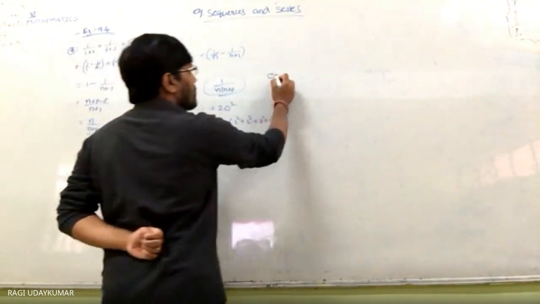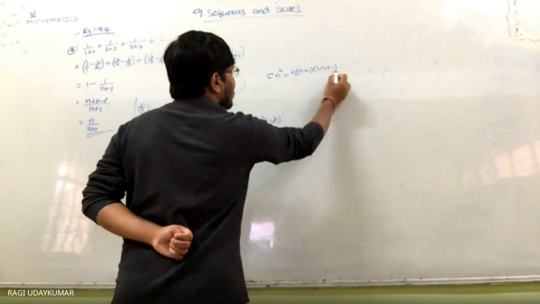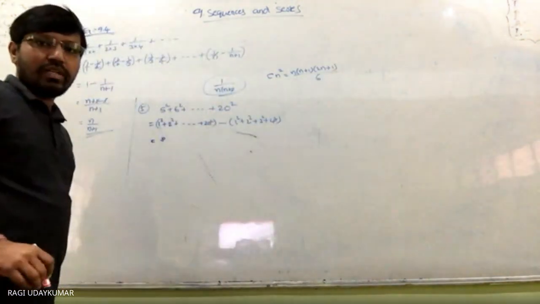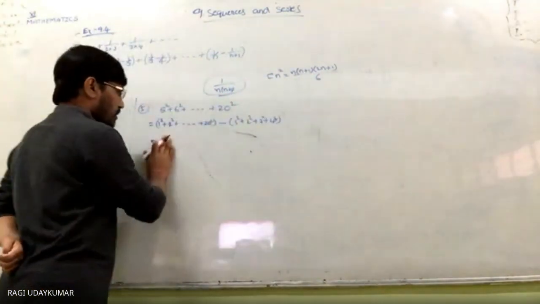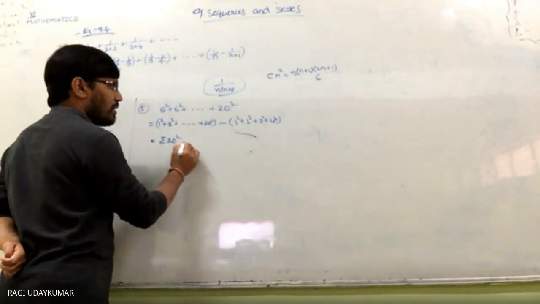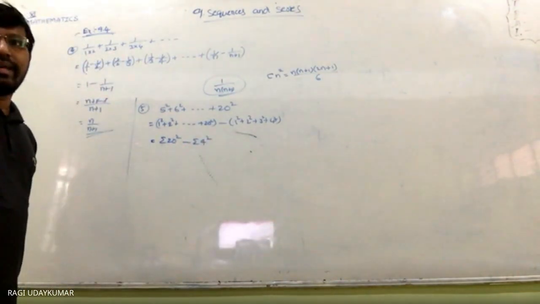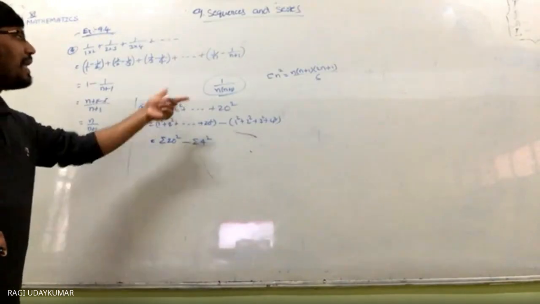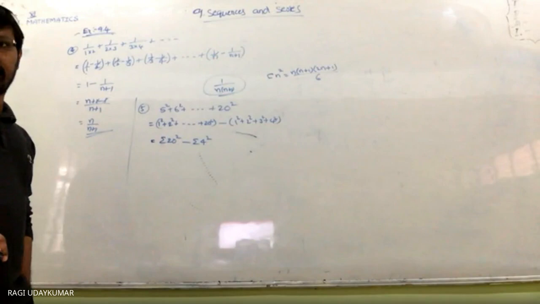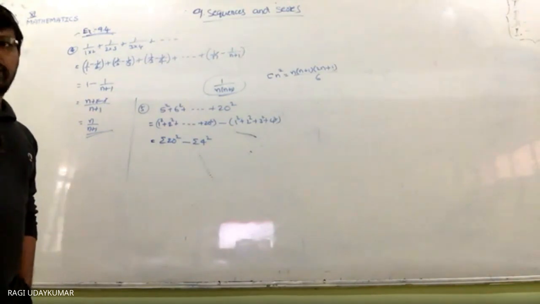Actually, the formula is sigma n square is equal to n into n plus 1 into 2n plus 1 by 6. Once n is equal to 20, you have to take it. This is sigma 20 square minus sigma 4 square. The squares are given. This can be solved in another way also. I normally give that also: you can find the nth term and work it out. In both ways, the final answer you are going to get is the same, not a different one.